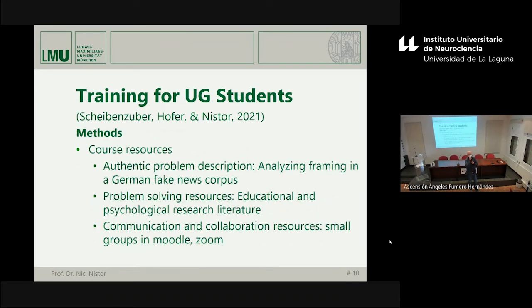The main point was the design of this course, and most representative, there was first of all an authentic problem description. So this corpus of fake news was real, which is hopefully more than authentic. They also had problem-solving resources, which was mainly research literature that they had to read and understand, which is very normal at a university in a study. And we also had communication and collaboration resources that I'm sure you can imagine very well, because this was 1 year ago and we were at that time in the middle of lockdown.